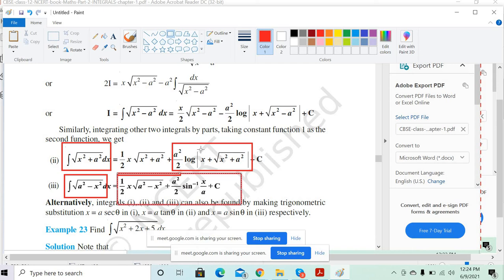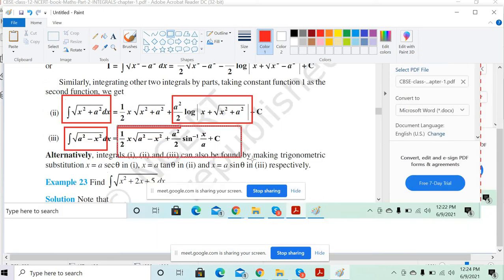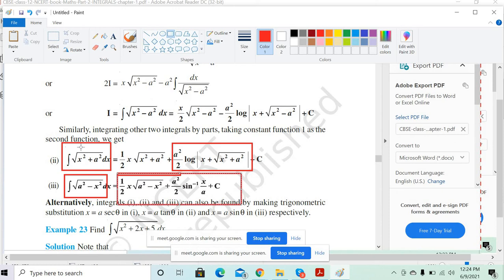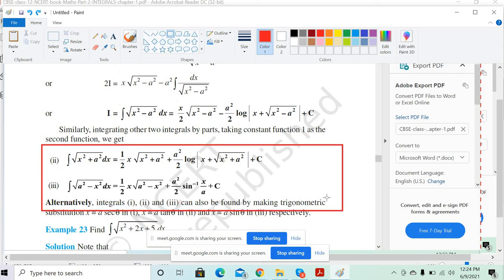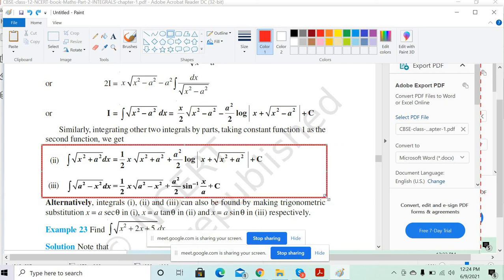Now see, these are the 3 formulas you have to remember. Once you remember 3 formulas, you are done. So just write down the second formula also, Vijay. Just write down the second and third formula. These 2 formulas you also write down. Then we'll go with example number 23.